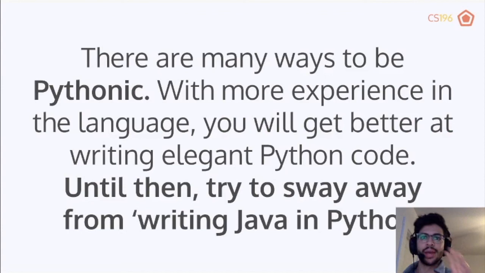So that wraps up a lot of the part of the lecture that we're talking about Pythonic tools. There are many ways to be Pythonic. Like I said earlier, with more experience in the language, you will get better at writing this elegant Pythonic code. But until then, just try to stay away from writing Java code in Python. Try to use the features that Python provides. And if you don't know what those features are, just have the intuition, the push, when there's something that seems like there would be something for that in Python, to just look it up. Say, how do I reverse a list in Python Pythonically? And you will find the answer to your question. And over time, you will get a better intuition for writing Pythonic code.